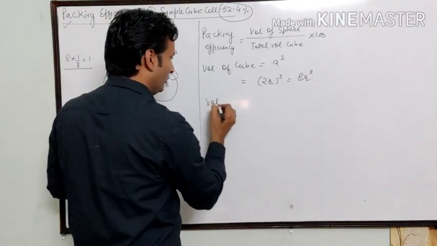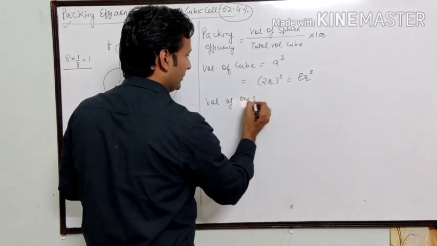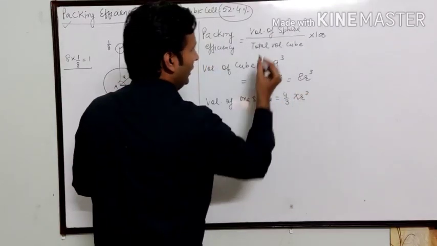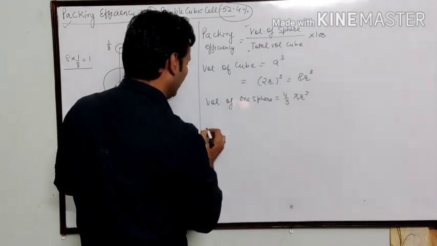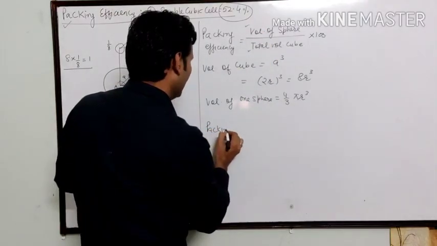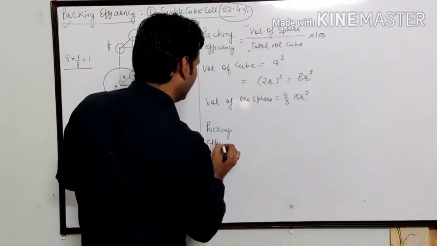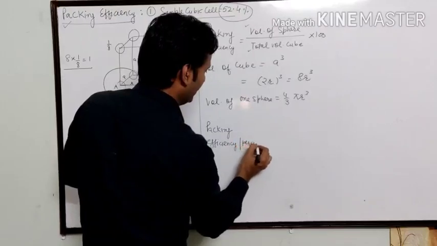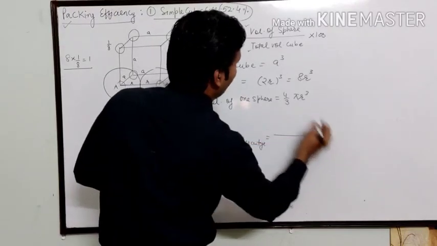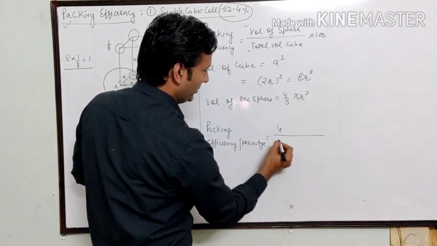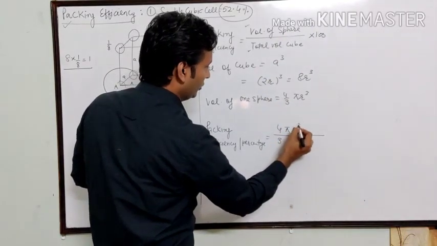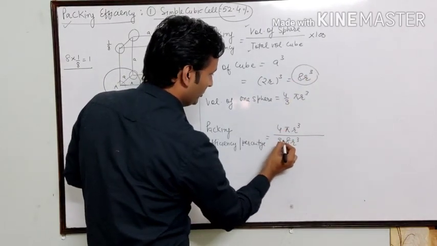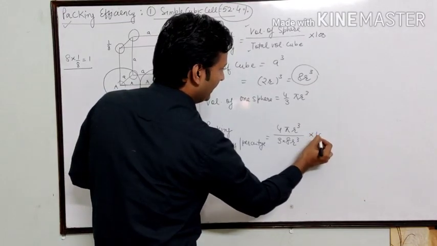Now volume of one sphere, it is 4 by 3 pi r cube. Now I have this value as well as this value. Now what is the packing percentage or packing efficiency? Both are the same thing. You can write it packing efficiency or packing percentage. It is the volume of sphere, 4 by 3 pi r cube, and what is the total volume? That is 8 r cube. And now it is multiplied by 100.